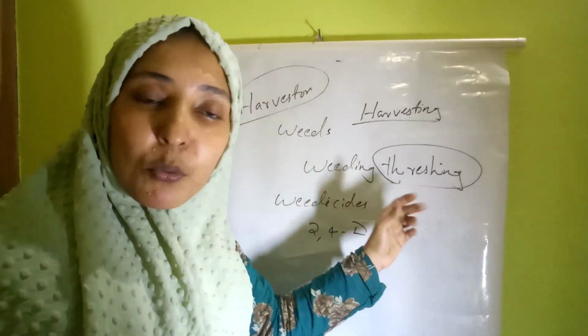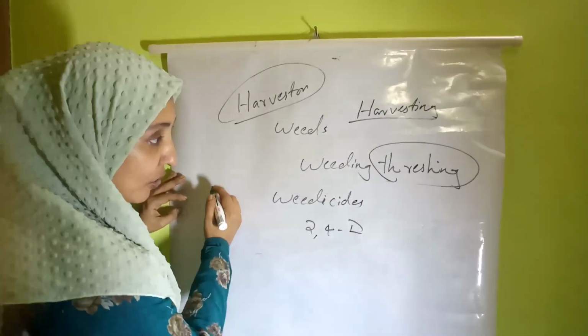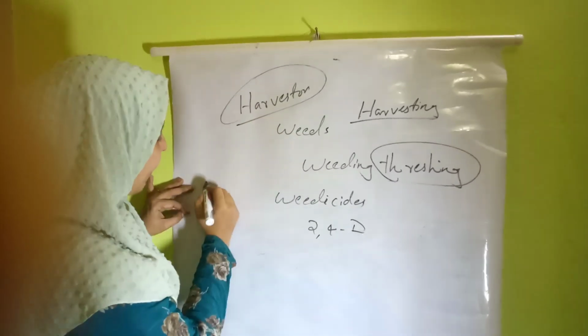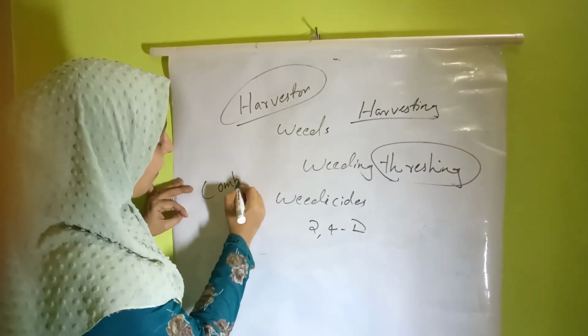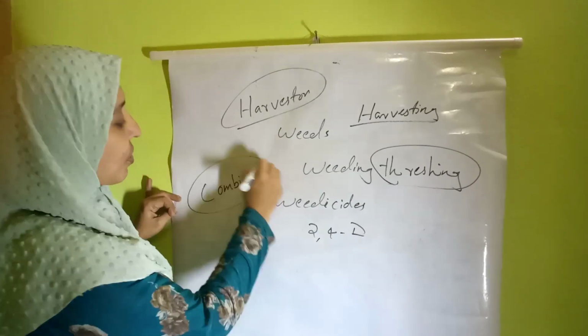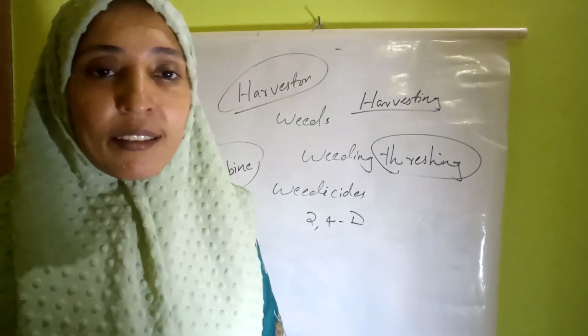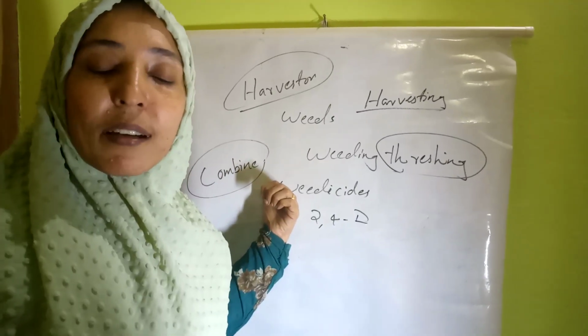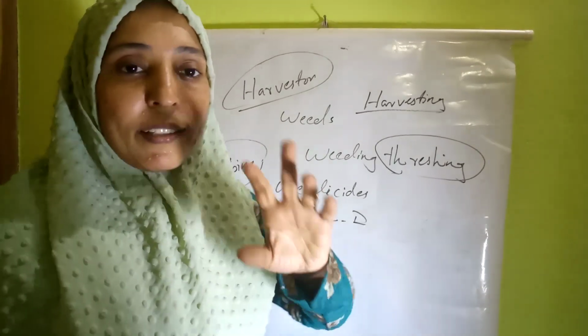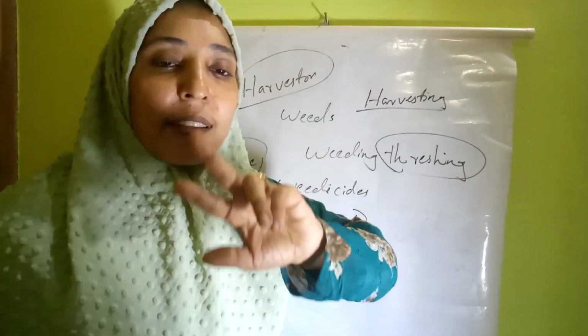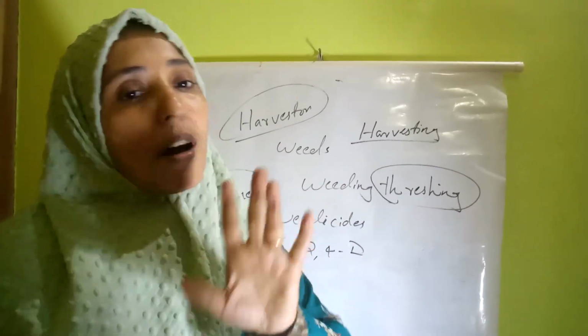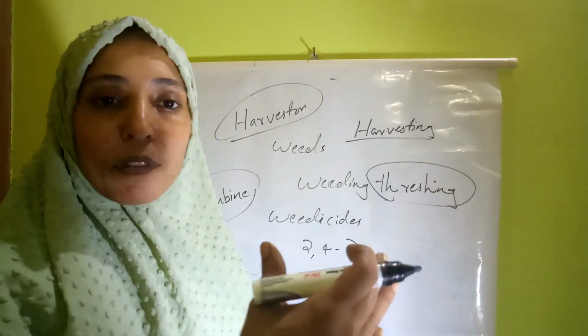Nowadays, it is also done by using a machine. The thresher plus harvester, that is, in a single machine called a combine. Combine is a machine used for this threshing plus harvesting. That is the machine named a combine. So now we studied about two practices. What are they? Weeding and also harvesting. Okay, the remaining part we will discuss in the next class.